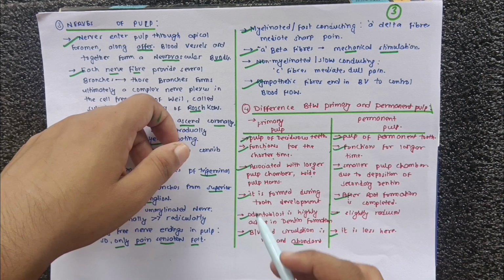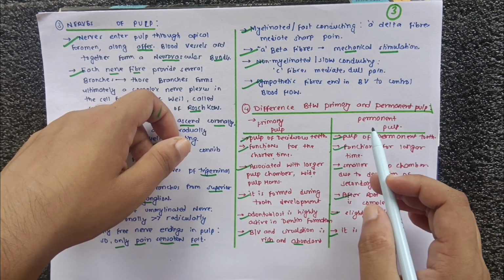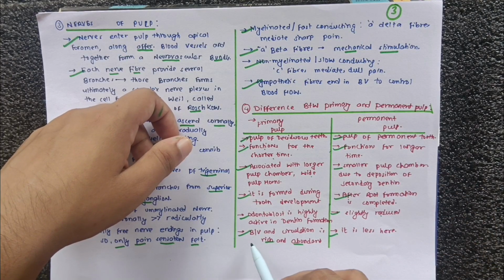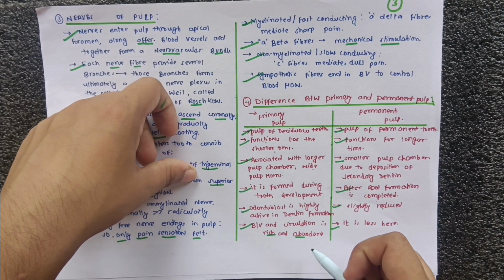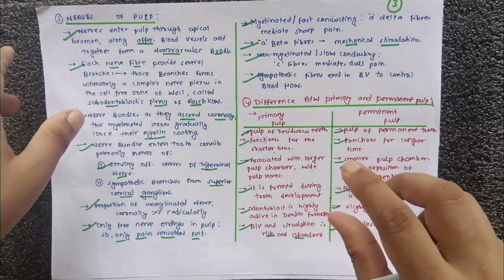Another point: odontoblast is highly active in the primary pulp, so it secretes dentine in a high quantity. Similarly, in the permanent pulp it is slightly reduced, and blood vessels and circulation are rich and abundant in the primary pulp and less in the permanent pulp. So you can go through those points and remember them.